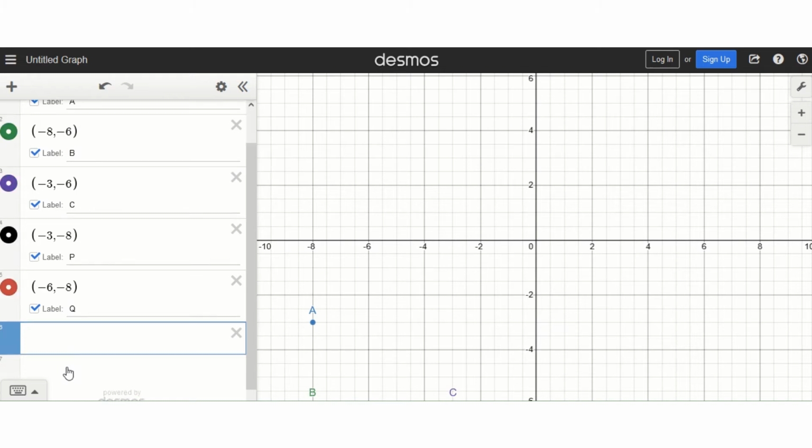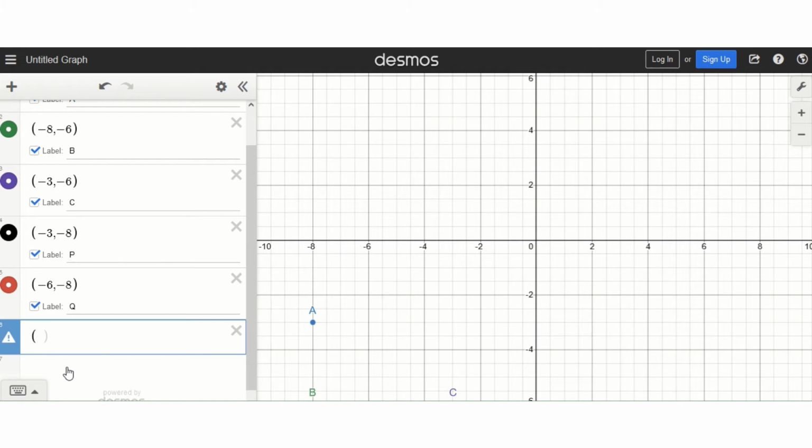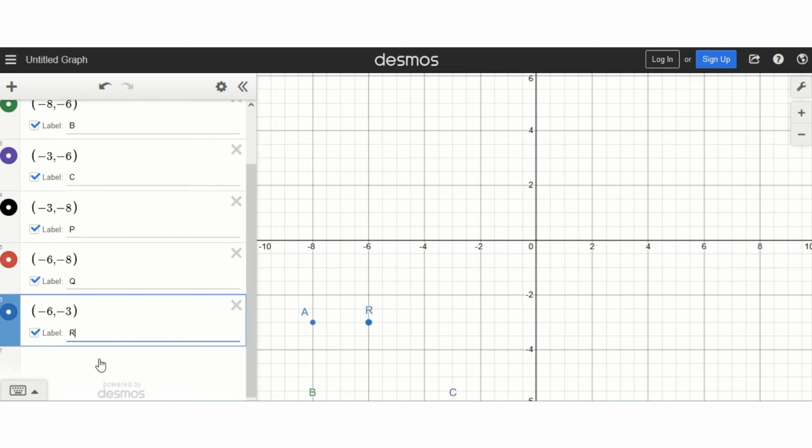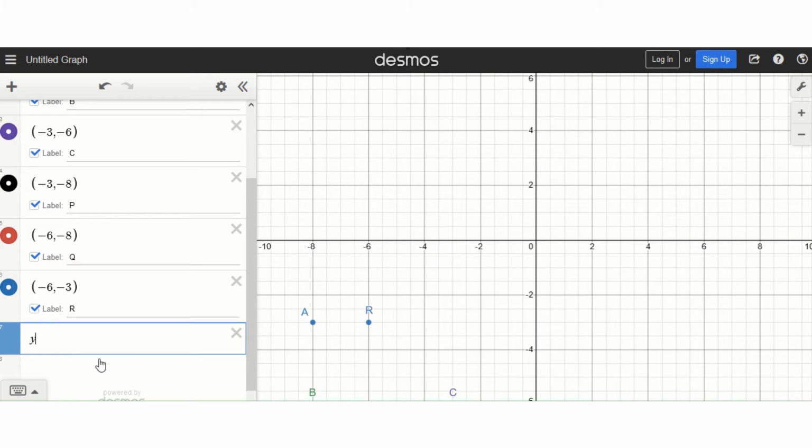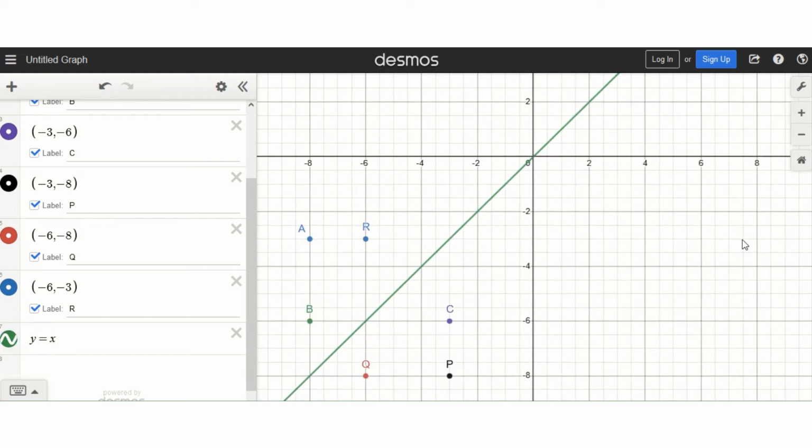And last point is the inverse of -3, comma -6. So it will be -6, comma -3. That's the point R. Okay, so we have got all the points. Now we are going to also draw one more thing, which is the line y equal to x, because I really want you to see how the inverse is happening, how the graph is going, having the inverse.